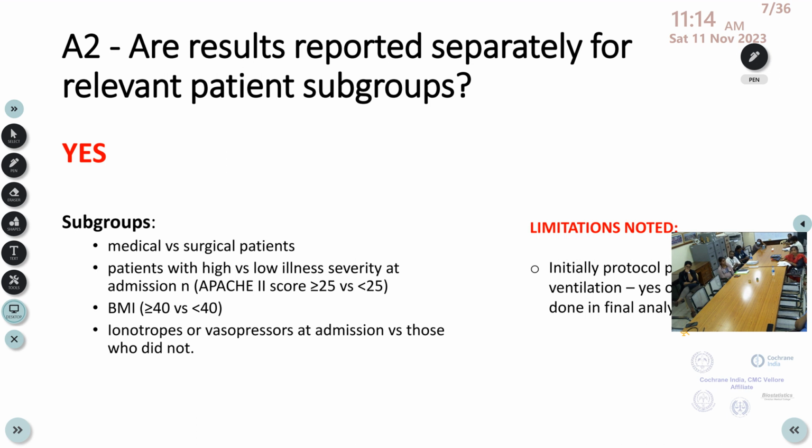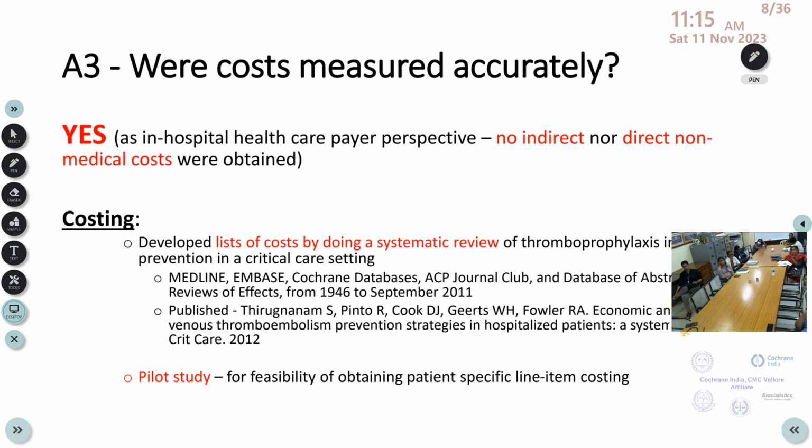One thing when I was going through the trial protocol was they actually planned to look at patients who had invasive ventilation versus those who didn't. But finally, when they actually analyzed the subgroups, it wasn't there. So that was one limitation. But otherwise, it was divided into patient subgroups. So, like I said, this is to look at prognostic differences, which will overall vary the costs of overall treatment. The next question is, were costs measured accurately?